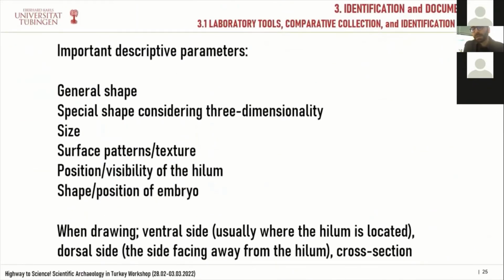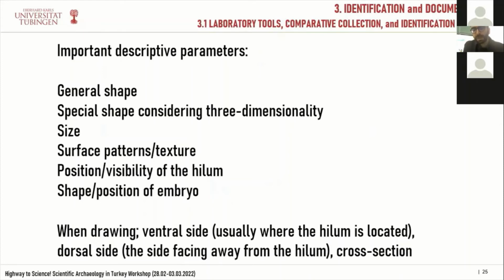All right, there are some important descriptive parameters. These are general shape, like spatial shape, which means the three-dimensional view. The size is important for us. Surface pattern and surface texture is important. The position and visibility of the hilum is important. Shape and the position of embryo is important.